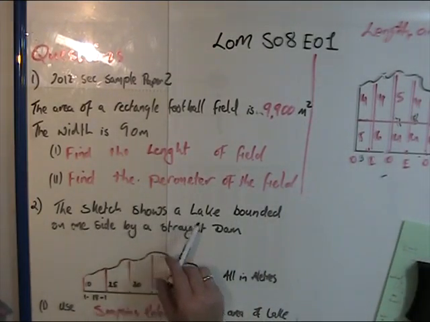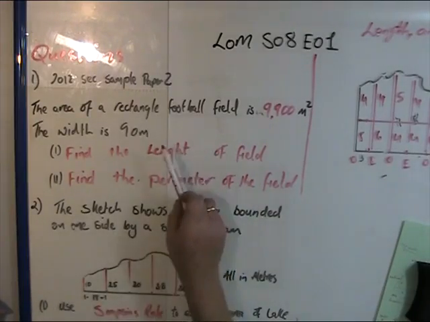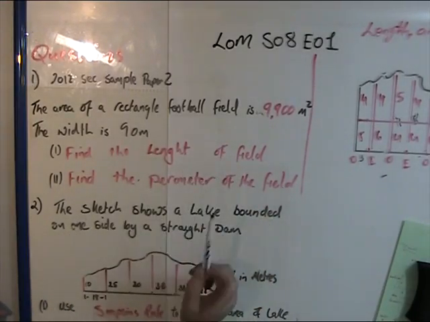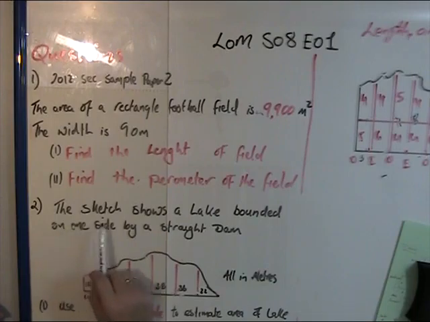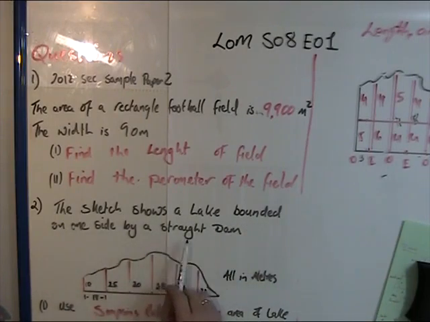The sketch shows a lake bounded on one side by a straight dam. So remember, always draw out your diagram. I forgot to mention that, always draw diagrams. Bounded by a dam. Now it's all in meters, so you have 80 meters here, then 10, 25, 30, 38, 36, 22. Use Simpson's rule to estimate the area of the lake. Area, in meters squared. All right, this seems to be okay.